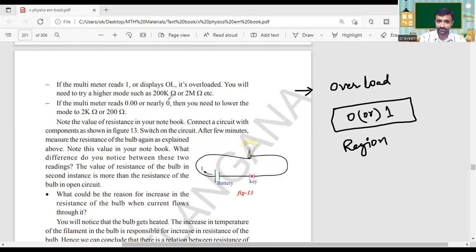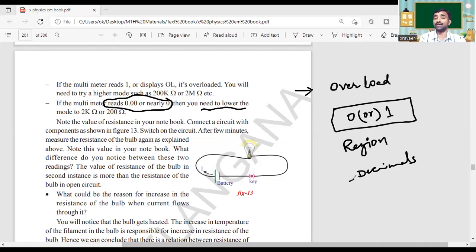So look, if the meter always reads 0 or 1 on the multimeter, it is not within the limit. So what happened? You are required to change the selection now. Maybe you are lower than that or maybe higher than that. If it is higher than that, it will give you readings in decimals, right?